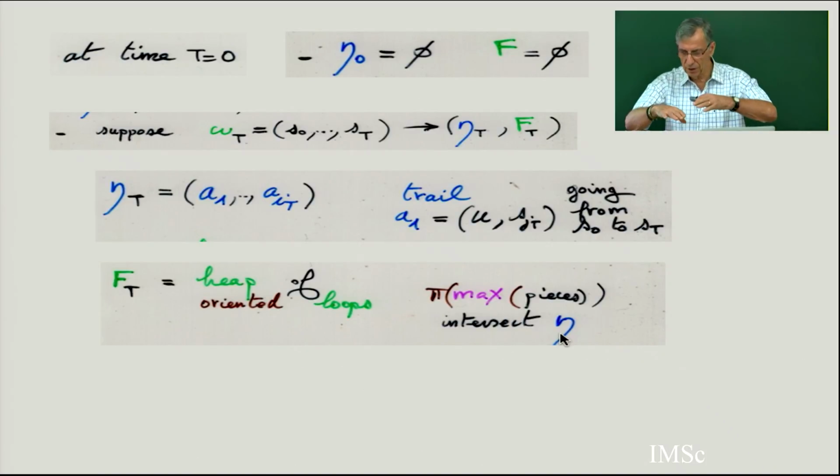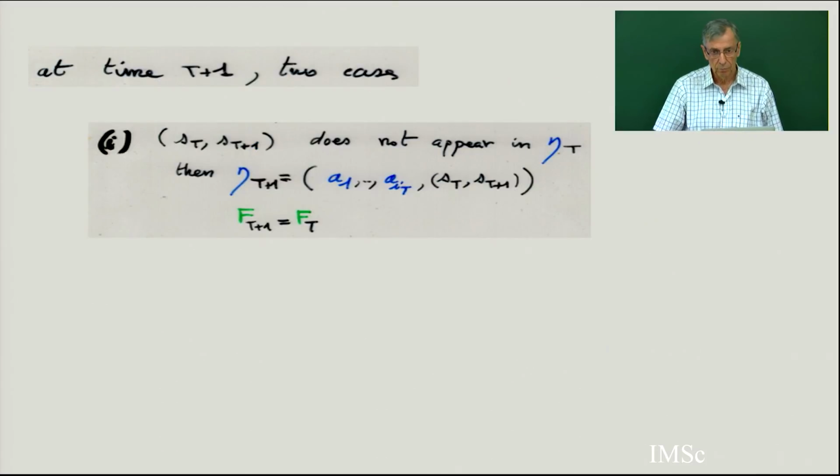The concurrency relation between oriented loops is: two oriented loops are concurrent if and only if they have a common oriented edge. So intersect means they have the same oriented edge. There is one oriented edge in eta which is the same as in one of the maximal pieces of the heap. And so at time t plus 1, there are two cases. If the edge does not appear in the blue part, if you have a new oriented edge, then you add it to the blue path above. It again gives you a trail, a path where no edges are repeated, and the heap is invariant.